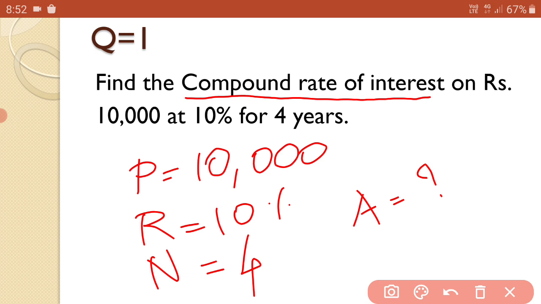So first of all we find A, then we find I. Write this symbol down.